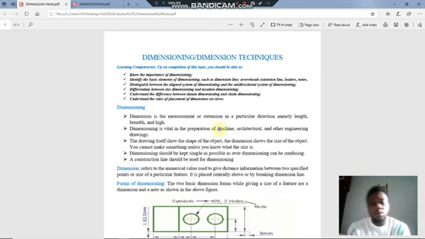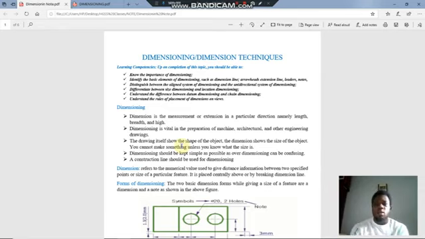So from our notes here, we have some pointers. Dimension is the measurement or extension in a particular direction, namely length, breadth, and height. Take for instance, in a classroom, from one end of the classroom to the other, what is the distance? That is what is meant by dimension. A distance from point A to point B. The numerical value of that distance is what is referred to as dimension.